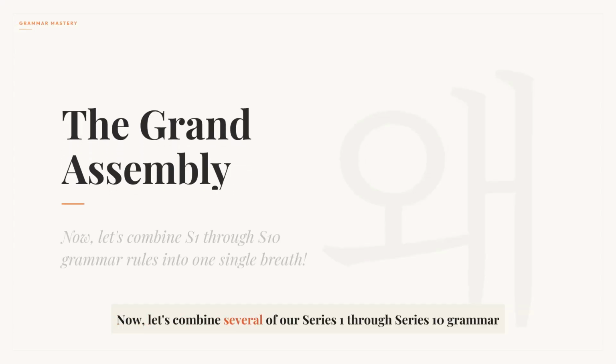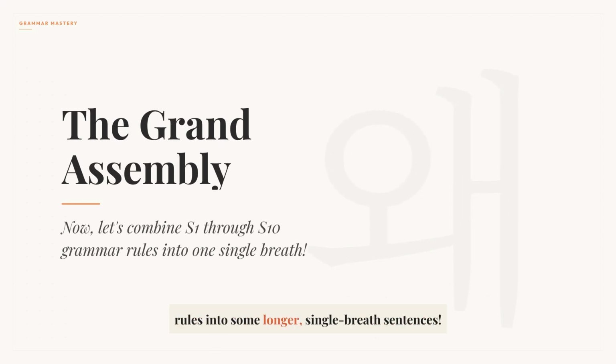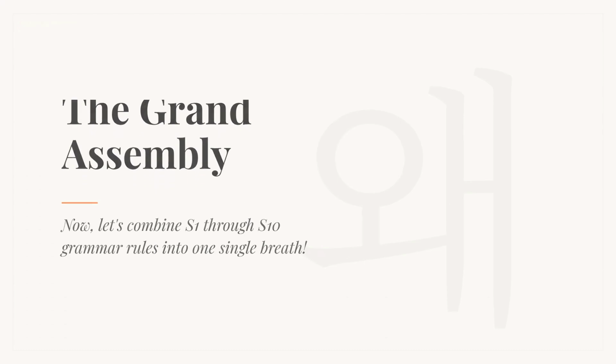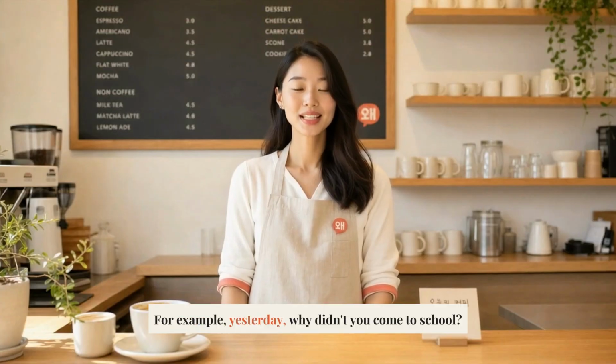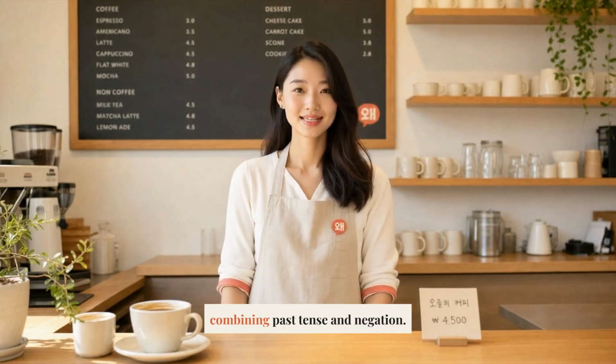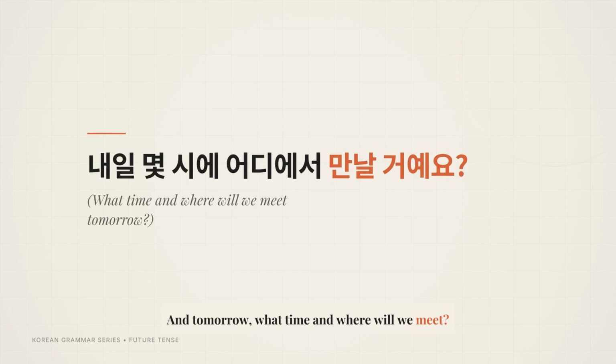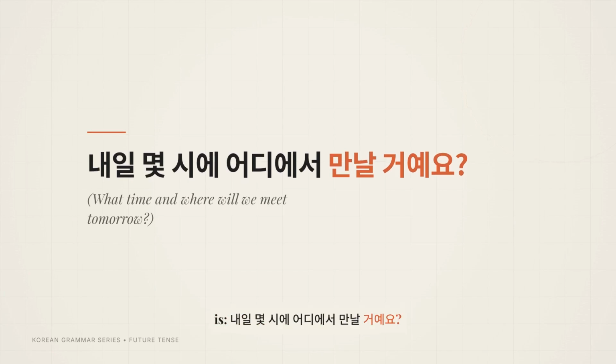Now, let's combine several of our Series 1 through Series 10 grammar rules into some longer, single-breath sentences. For example, yesterday, why didn't you come to school? Is 어제 왜 학교에 안 왔어요? Combining past tense and negation. And tomorrow, what time and where will we meet? Is 내일 몇 시에 어디에서 만날 거예요? Combining future tense and location particles.